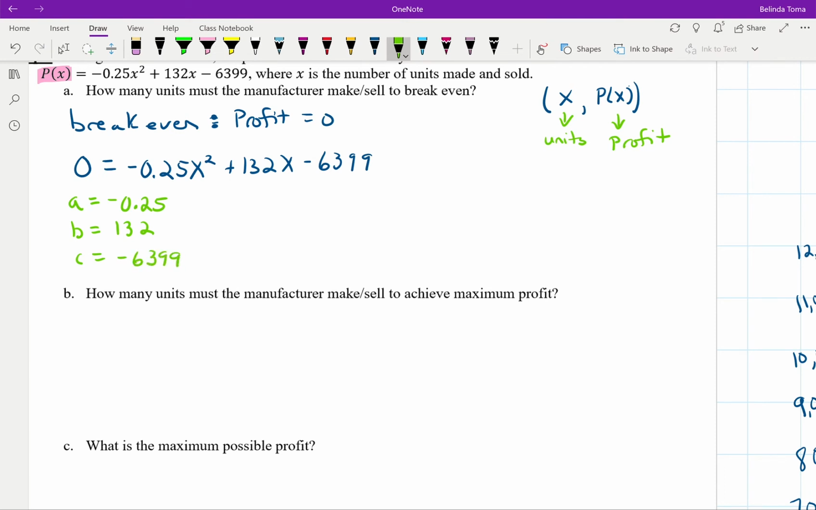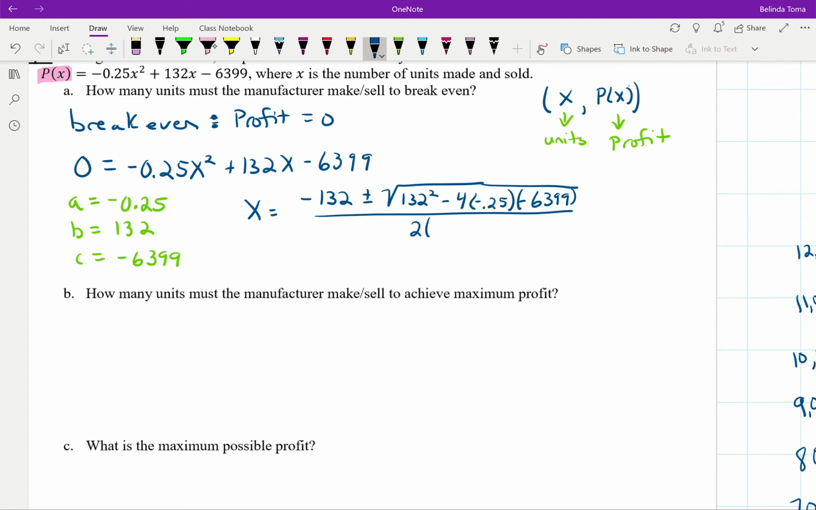6,399. So when I put that into the quadratic formula, the opposite of b is negative 132 plus or minus the square root of 132 squared minus 4 times the a, which is negative 0.25, and then the c, which is negative 6,399. All over 2 times the a, which is negative 0.25.